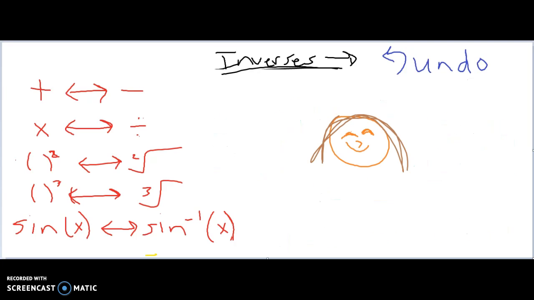So, a quick review. Inverses mean undo. So the inverse of addition is subtraction, because subtraction undoes addition, and addition undoes subtraction. Inverse of multiplication is division. Inverse of squaring is square rooting. Inverse of cubing is cube rooting. And inverse of sine is literally the inverse of sine. And this works for all functions and really anything you can think of.